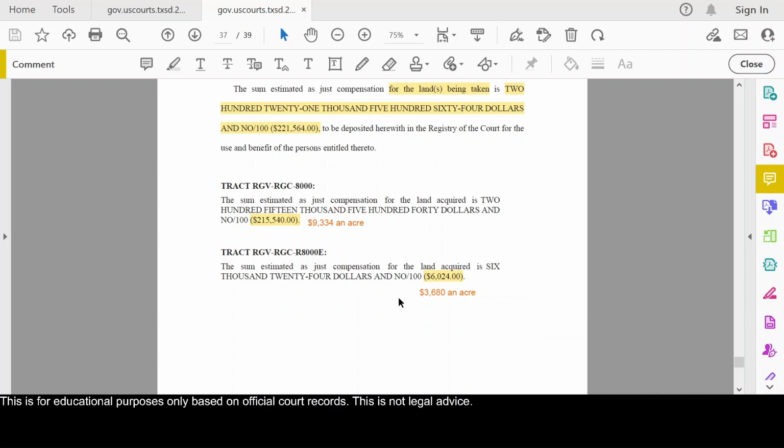So here's the other land they were offering. I believe this is the other parcel number. Based on that, it came out to about $3,680 an acre. So it looks like if you have a piece of land that the government wants and you want to fight over it, you most likely are going to lose the case anyway, because they are going to take it. But you can probably get a little more money out of it if you're able to prove that the land is worth more than what they're offering.